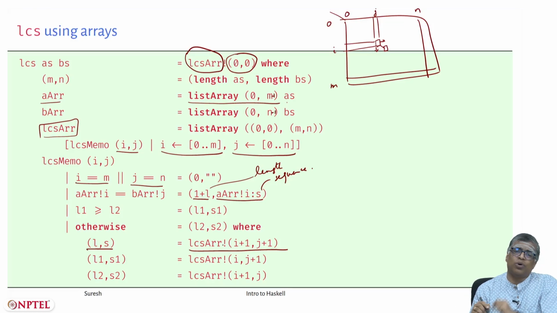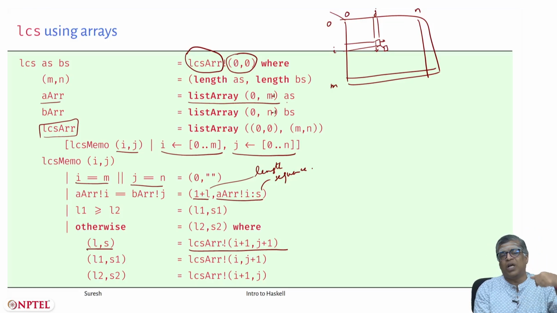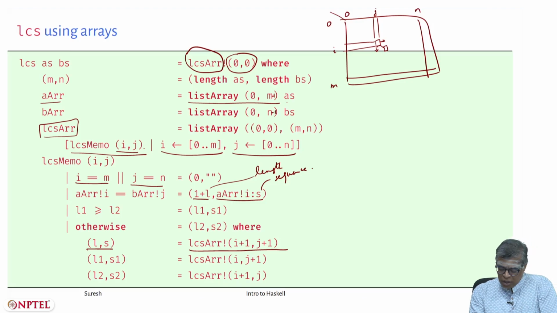Note that this is lazy, so I can refer to LCS array bang i plus 1, j plus 1. If the element is not yet defined, that does not matter, because it has been given a definition, and it will be lazily expanded. All you require is that every element has a definition, namely the LCS memo. That is it. It is as simple as this. The program is very straightforward, and you get all the efficiency that you need.